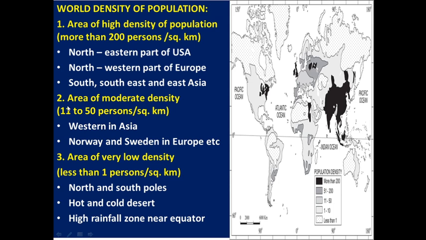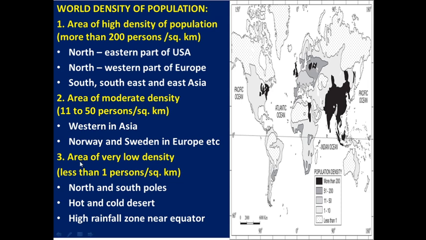The second classification is area of moderate or medium density of population, meaning 11 to 50 persons per square kilometer. That means the very light shaded ones. These regions are Western Asia, Norway and Sweden. In these regions, the density of population is between 11 to 50 persons per square kilometer.